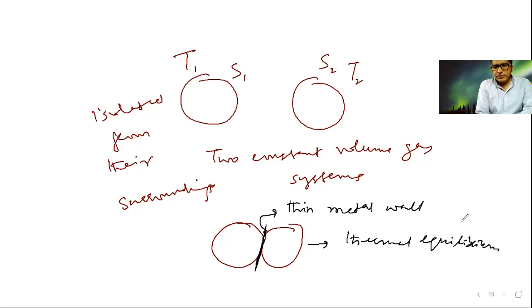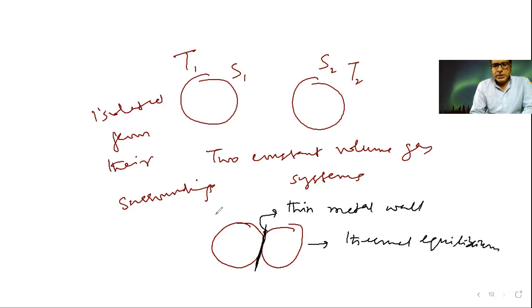That means these systems will come to thermal equilibrium with each other. That means they will attain a common temperature. That temperature will lie between T1 and T2. So what is the meaning here? Meaning is, the systems were previously at different temperatures.